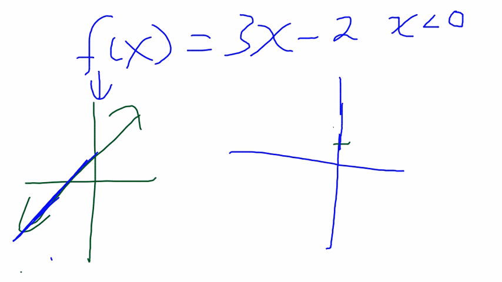Alright, the reason why I erased that is because of how I did my notation. It's saying x is less than 0. It's not saying x is less than or equal to 0. If we're less than 0, it's going to be an open circle, and now I would graph that part of the graph. So that's all the piecewise function is.